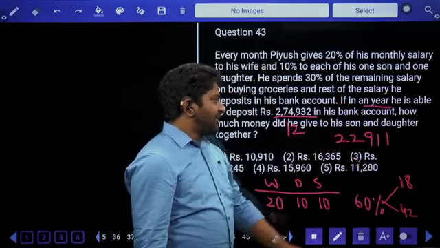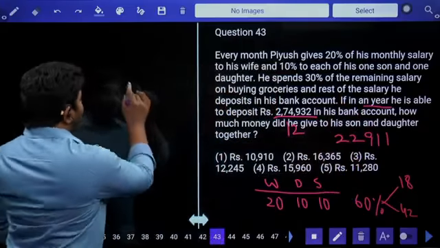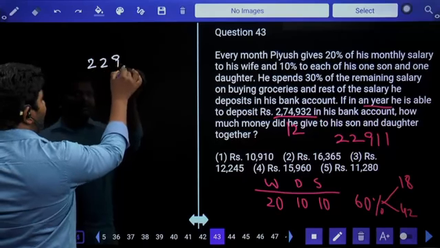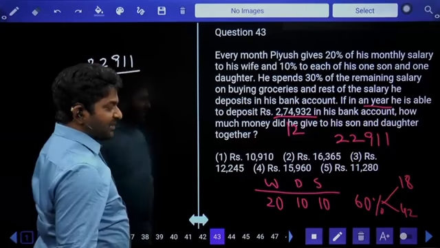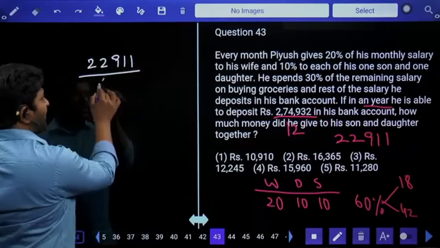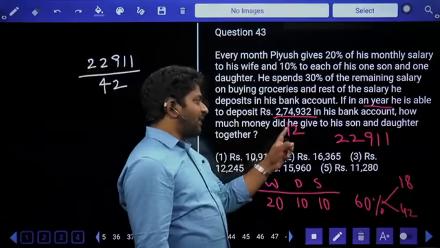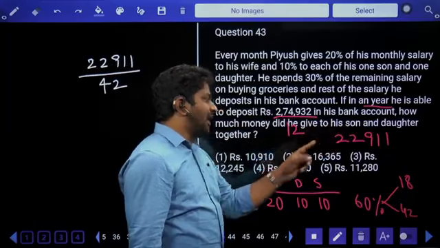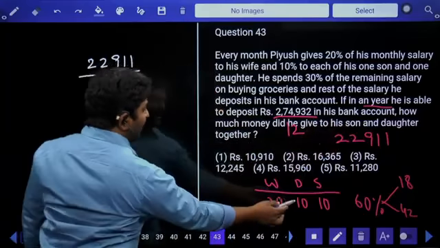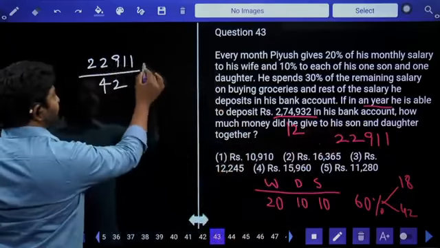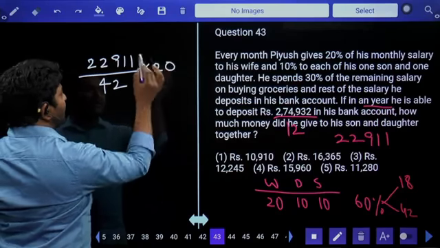So monthly he is depositing 22,911 rupees, which is equal to the remaining money which is invested in the bank, which is equal to 42%. And now how much money did he give to his son and daughter together? Son and daughter together they are getting 20%, so that is equal to into 20.